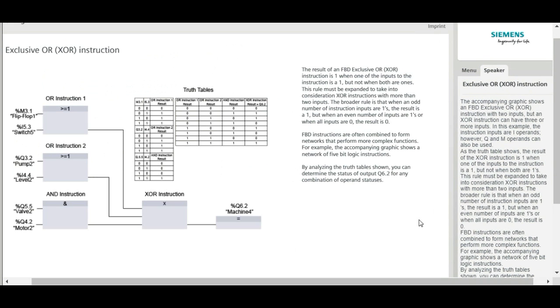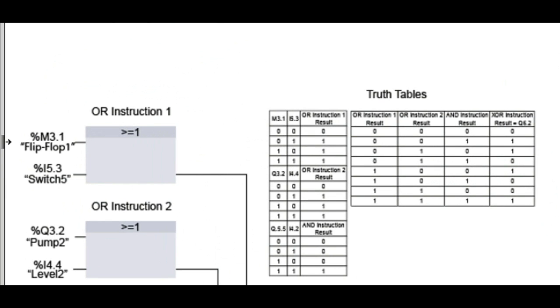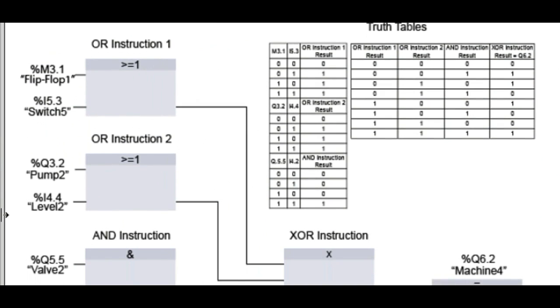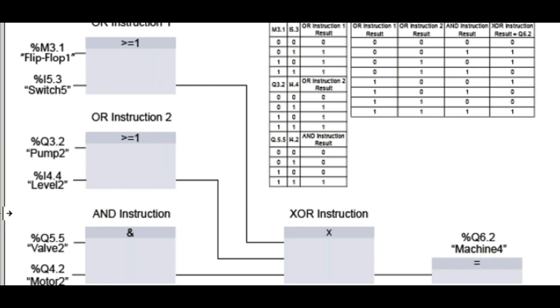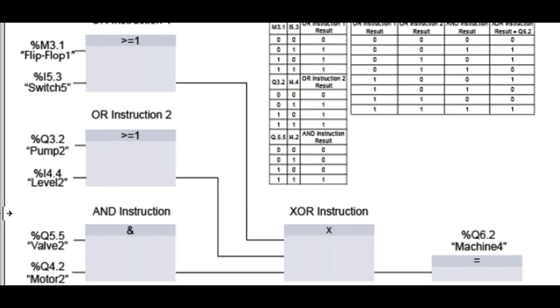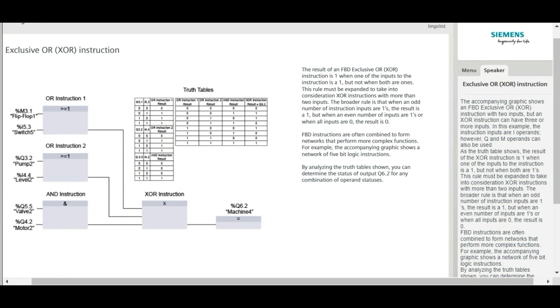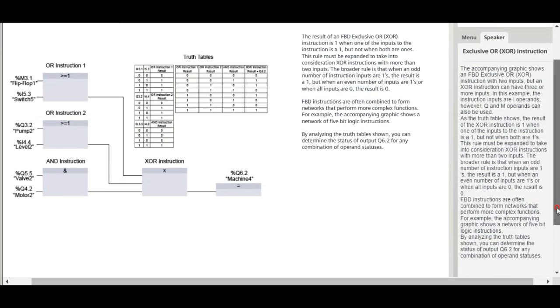FBD instructions are often combined to form networks that perform more complex functions. For example, the accompanying graphic shows a network of 5-bit logic instructions. By analyzing the truth table shown, you can determine the status of output Q6.2 for any combination of operand statuses.